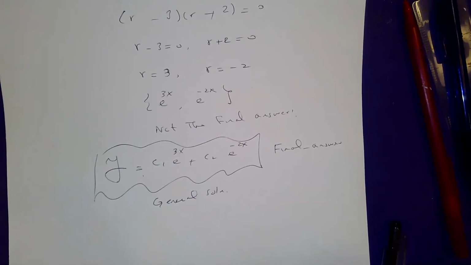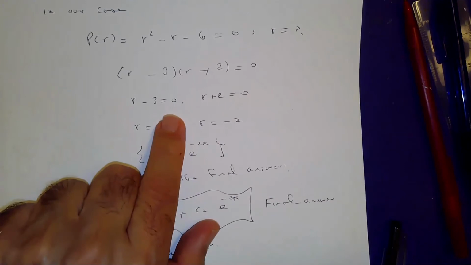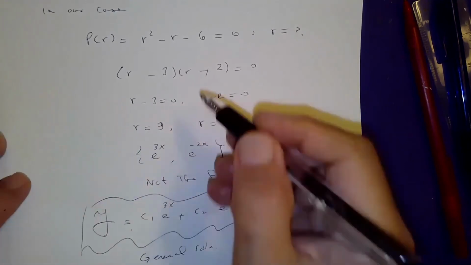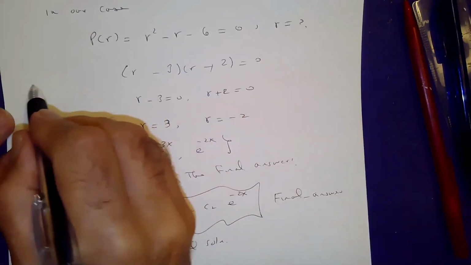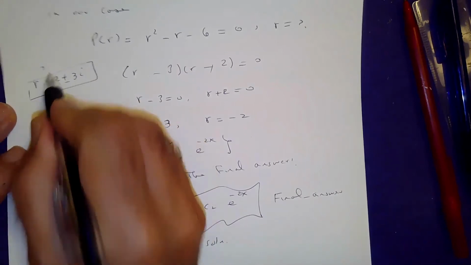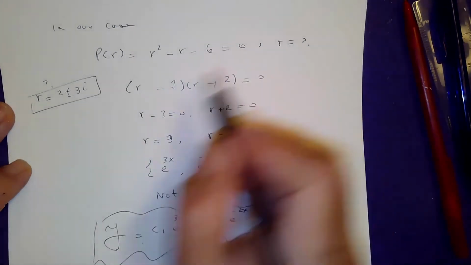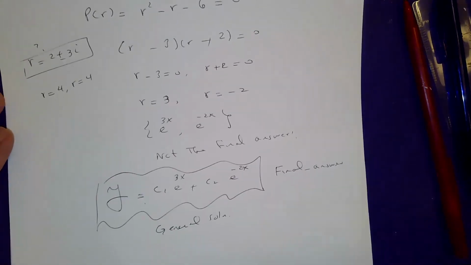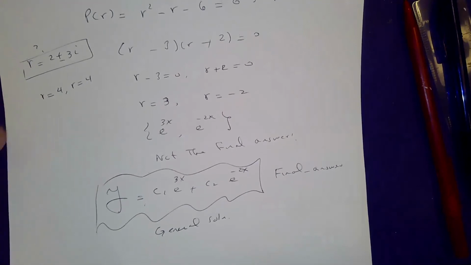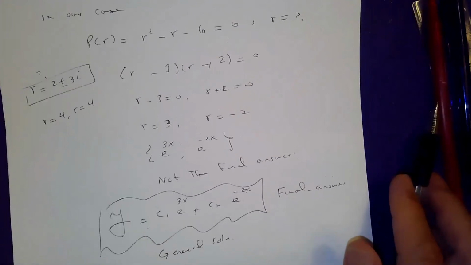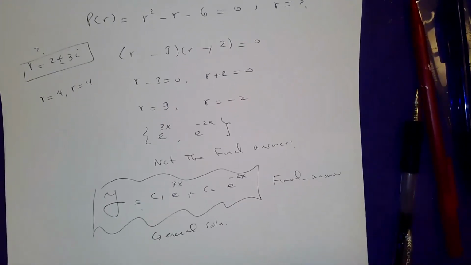I shall continue this next time and show you what happens if the roots come up repeated or complex. In other words, what if I set this equal to 0 and the answer came up to 2 plus or minus 3i? What do I do now? What if the answer came up to 4 twice? What do I do now? In other words, what do I do if the roots are repeated or complex? We will discuss that next time.